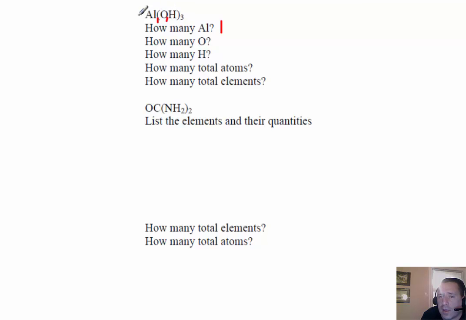And is there a coefficient? There is still not a coefficient. Hydrogen. Is there a subscript? Invisible 1. Just like the oxygen times the 3 inside the parentheses, it's 3. How many total atoms? There are 6, and 1 is 7. How many elements? 1, 2, 3.